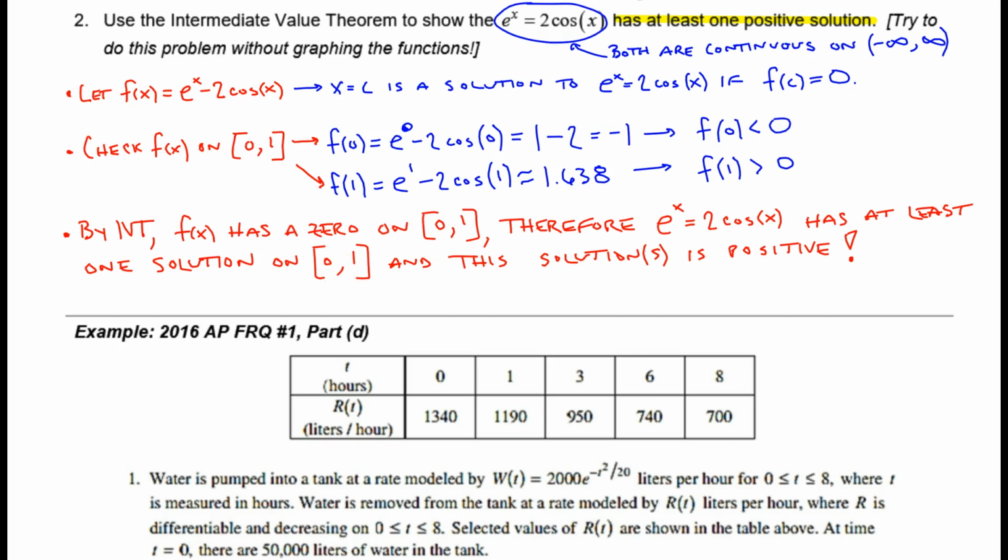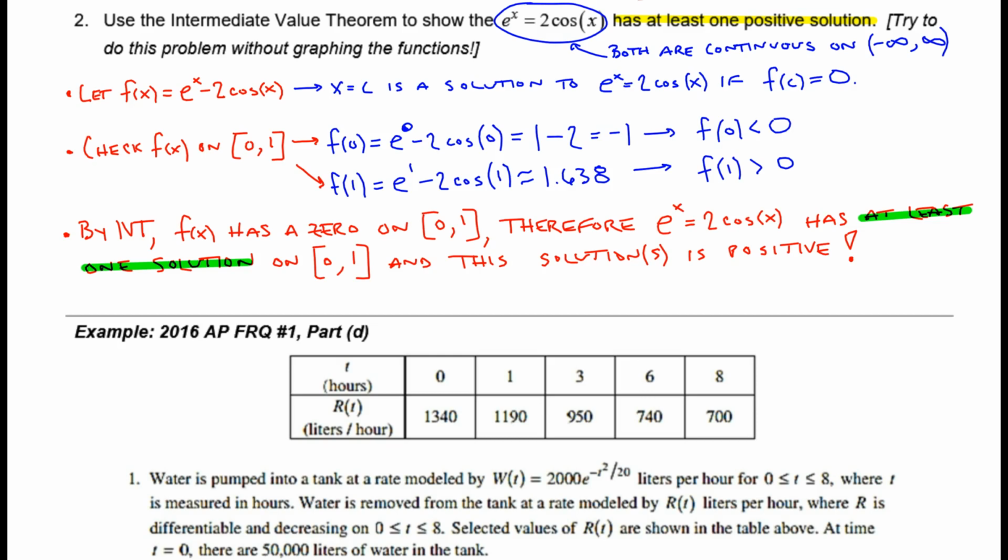Notice here also that I said at least one solution. Okay, at least one solution. There could be more. And again, the intermediate value theorem is an existence theorem. It shows us that the value of interest exists. It doesn't tell us exactly where. It also doesn't tell us how many. We just know that there's at least one of them. All right, that's enough for those two examples.